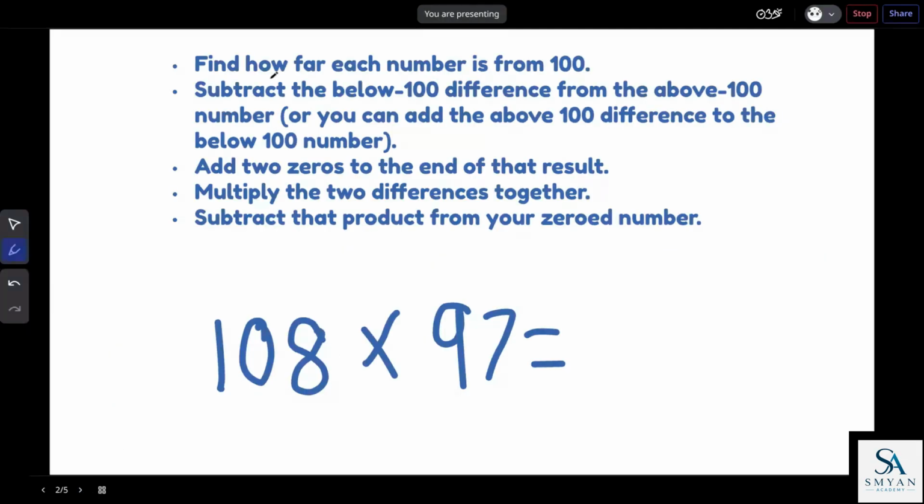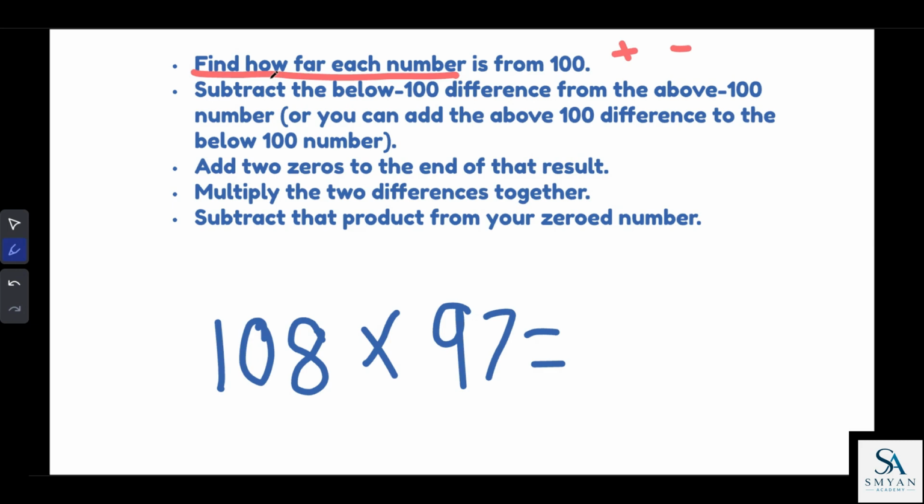Alright, let's move on. First we need to find how far each number is from 100. These are all the steps, and this is the most basic one that you might get. The other ones might be a little bit complicated. So you find out how much each number is from 100. That's important. It's similar to the last trick where we had to find the difference from 100, but in this case, it could be positive or negative. Negative means it's below, like 3 below 100, and positive means it's above, like 7 above 100.